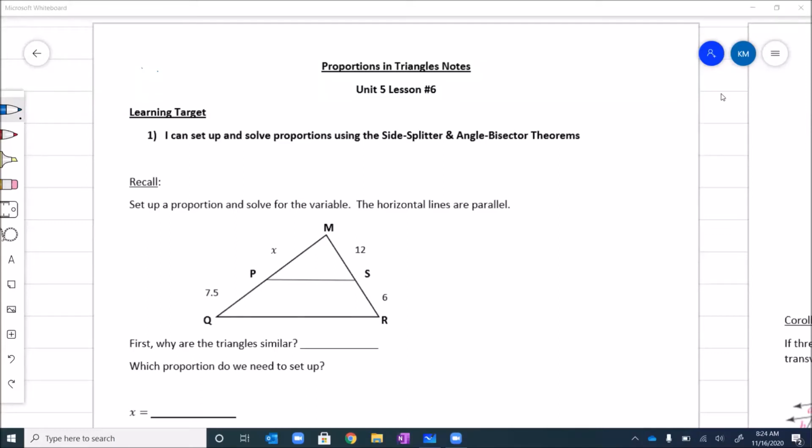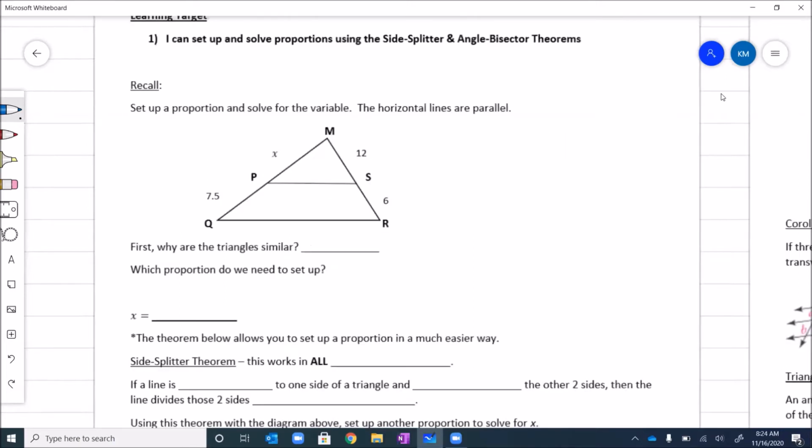Today we're going to look at proportions in triangles. At the end of this video, you should be able to set up and solve proportions using the side splitter and angle bisector theorems. All right, so let's look at a review problem, something we kind of already know how to do. They're asking us to solve for x.